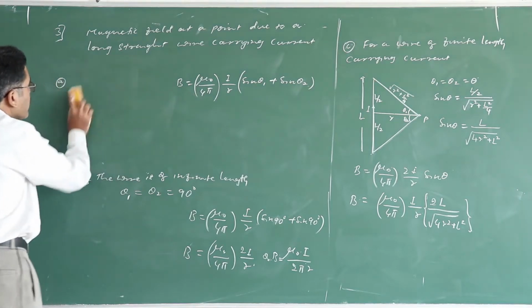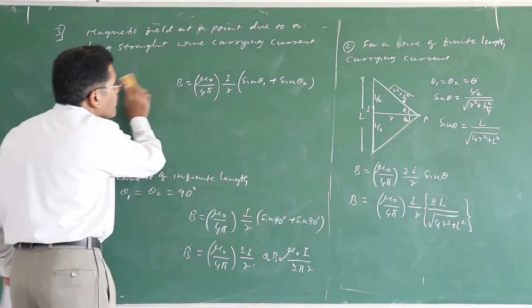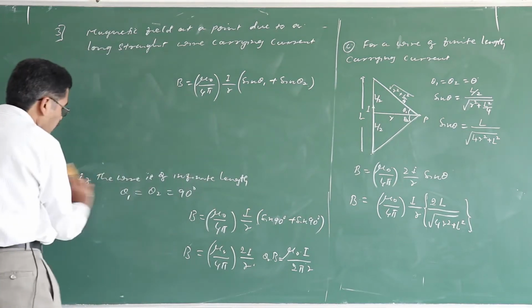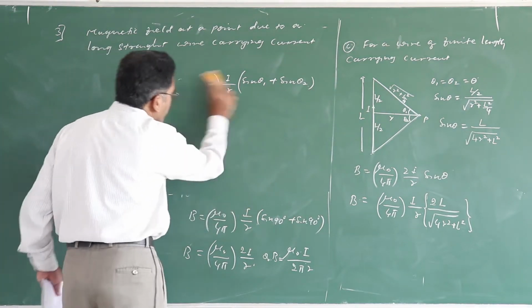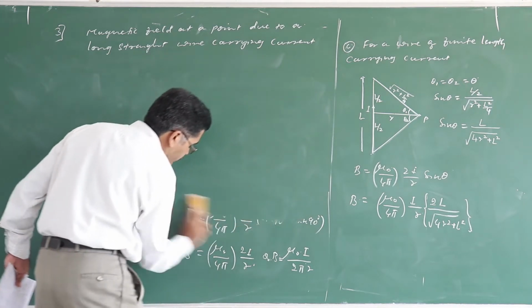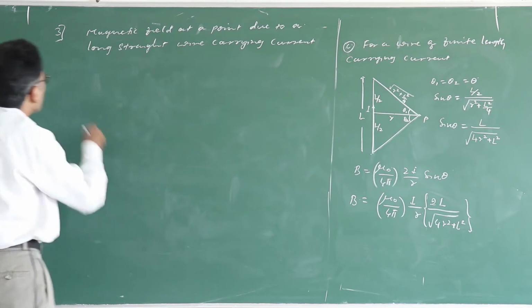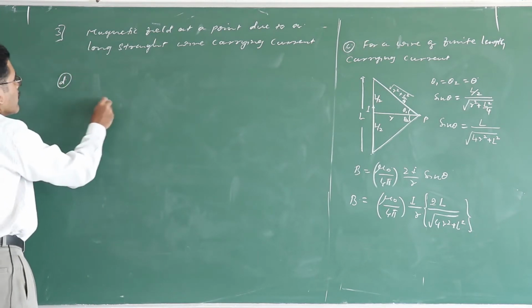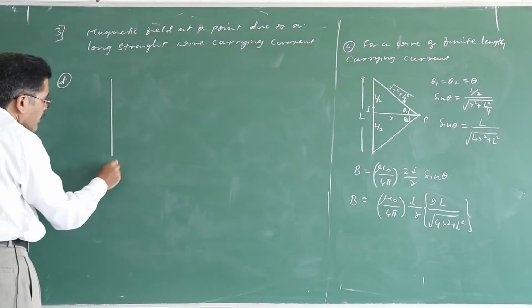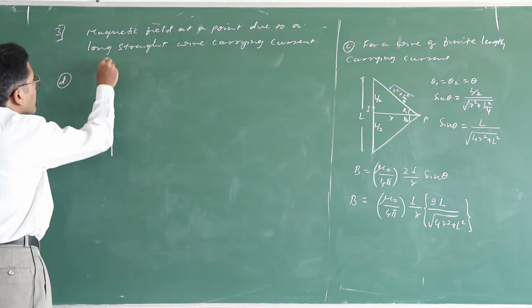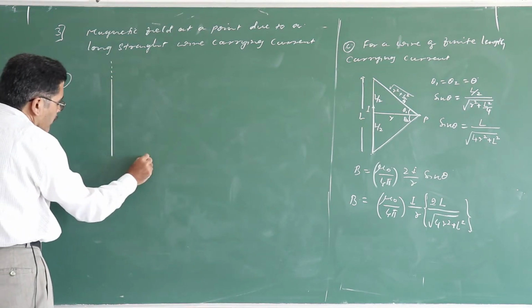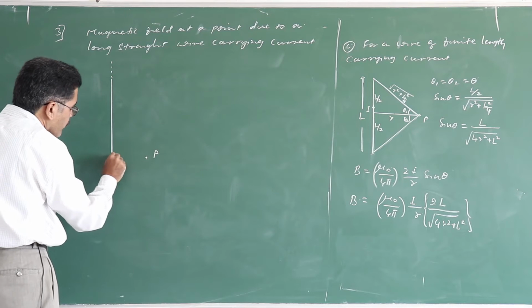So now I just take the case wherein the point is at one end of a straight conductor. Say this is a conductor. Point P is somewhere here.